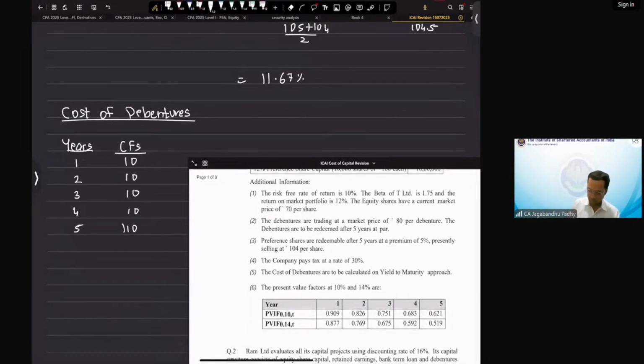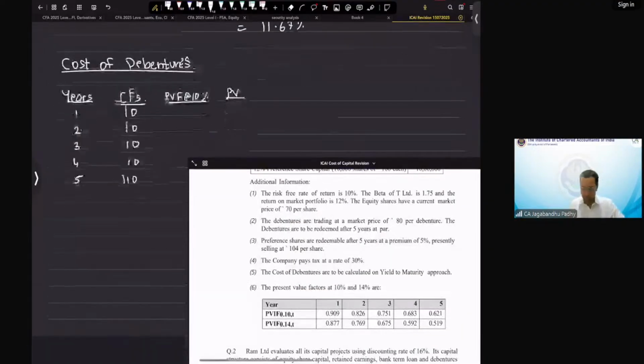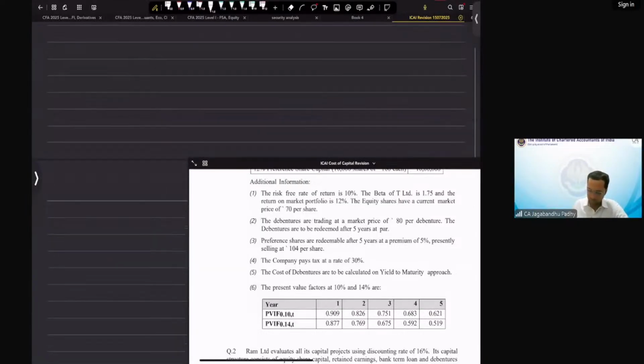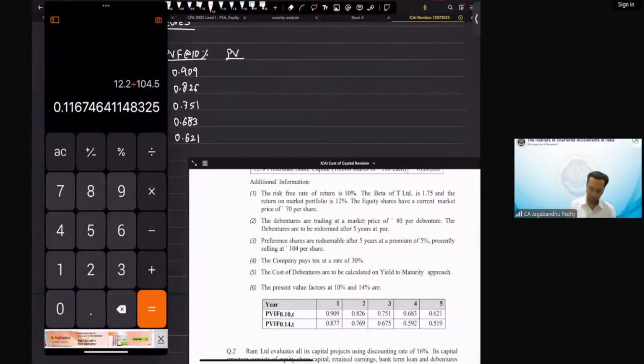So we have the cash flows. Let's try to discount it initially at 10% and then at 14%. We'll say present value factor at 10%, and then we take a PV of it. The present value factor at 10% is going to be 0.909, 0.826, 0.751, 0.683, 0.621. Okay, so now we take the PV of it.